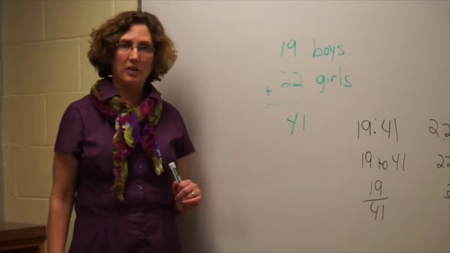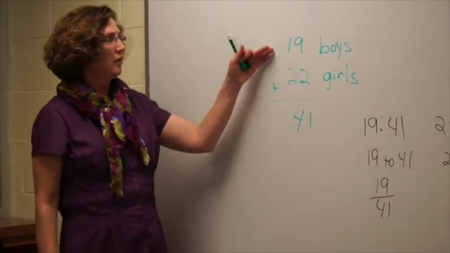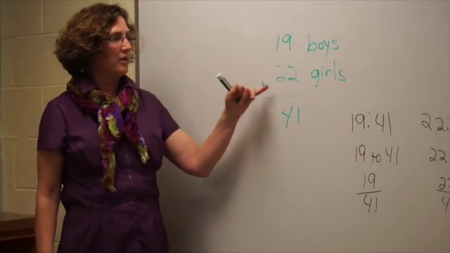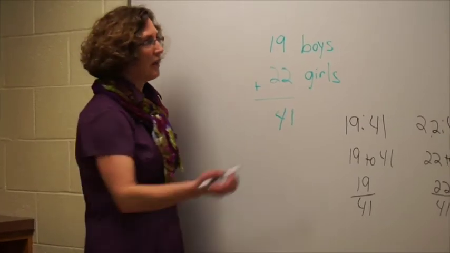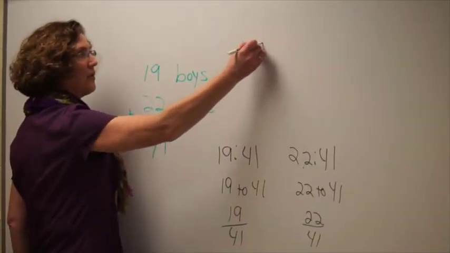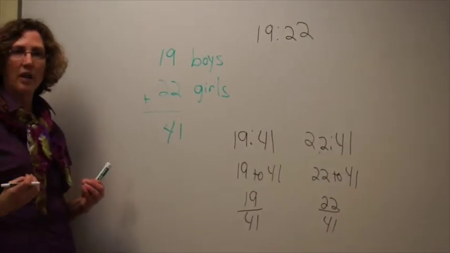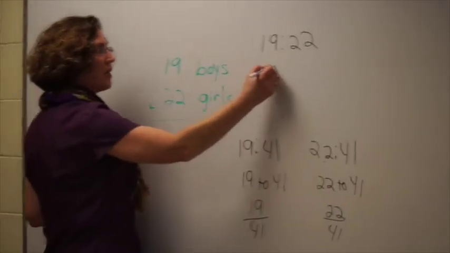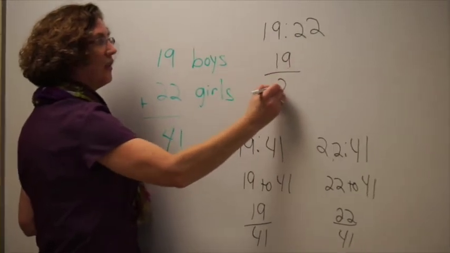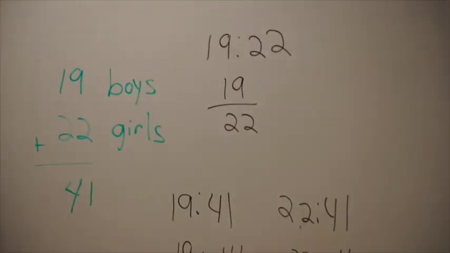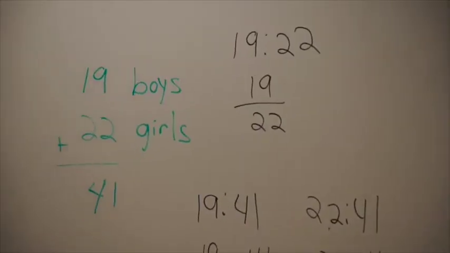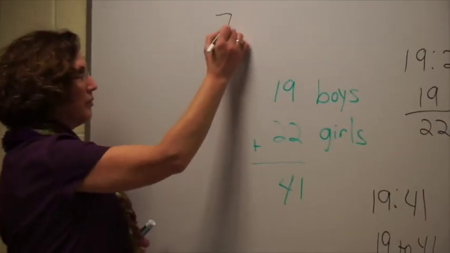You can also figure out different ratios. 19 are boys and 22 are girls. So we could write it like this: 19 are boys and 22 are girls. We're not looking for the entire classroom ratio. Or you could say 19:22.